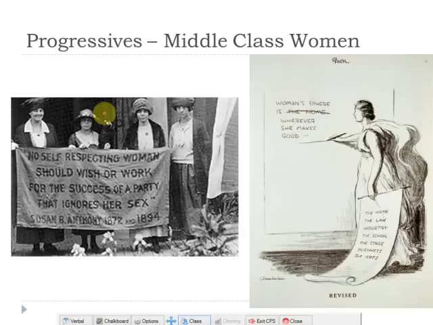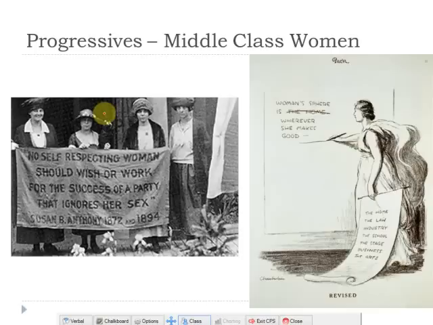The second group of people then, of progressives, were middle-class women. Because what did the muckrakers do? What was their job? Expose the problem. What are middle-class women going to do? They're going to fix it. That was their role. So middle-class women begin to get more involved.